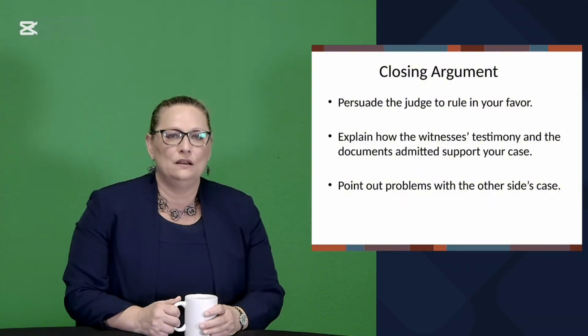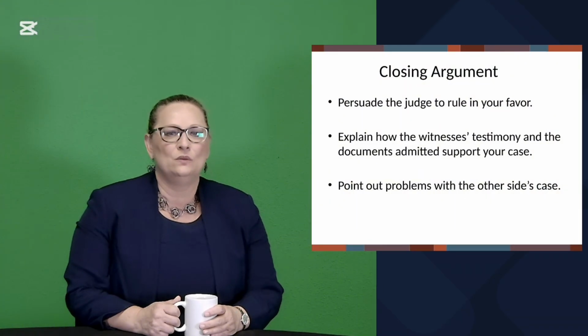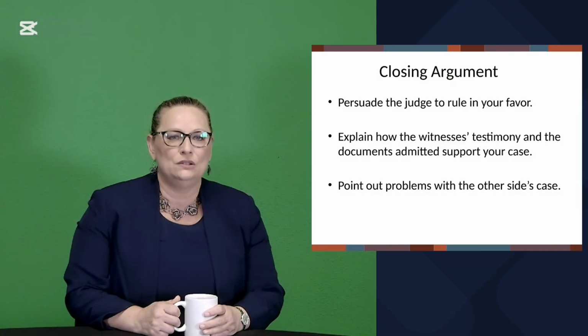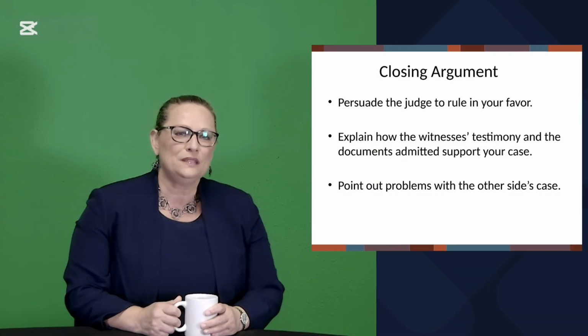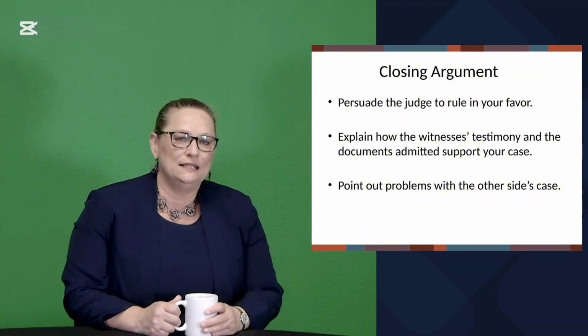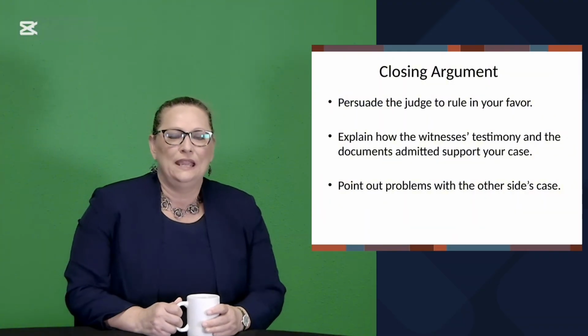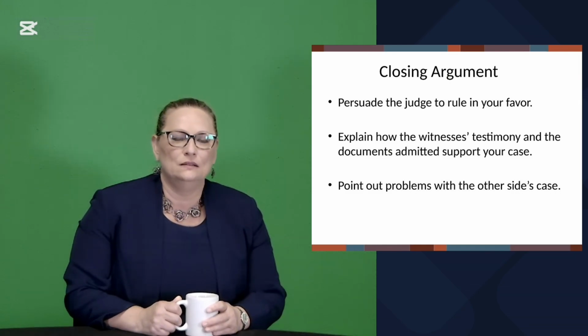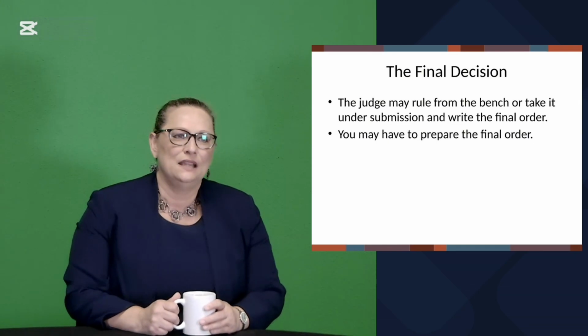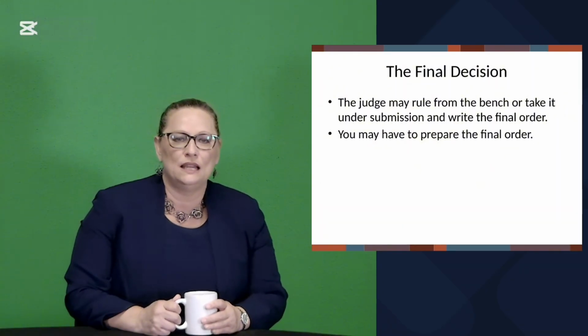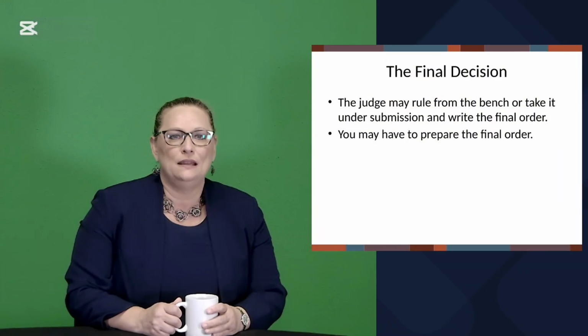If you're putting on an alimony case or relocation case, again, you're going to want to go through each of the statutory factors and explain to the judge why certain facts that were presented go towards each of those factors. And then you also want to point out any problems with the other side's case as well. Now, after you have completed closing arguments on both sides, then the judge can make a final decision.